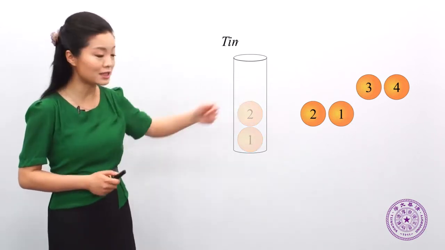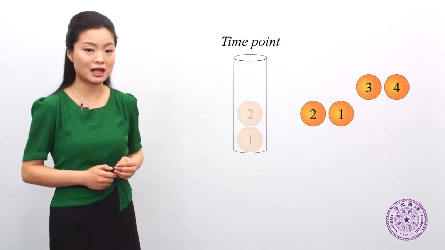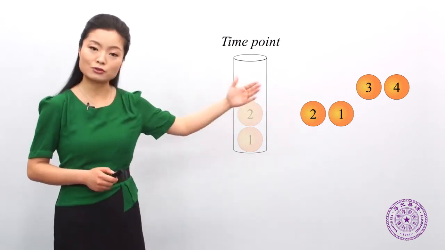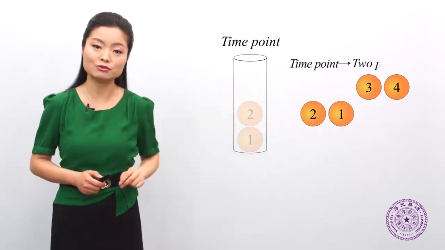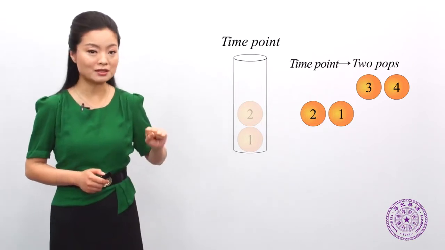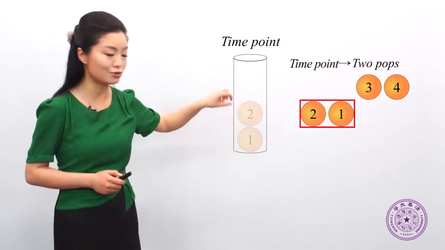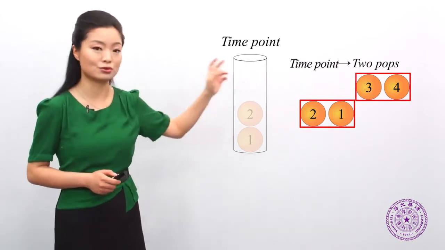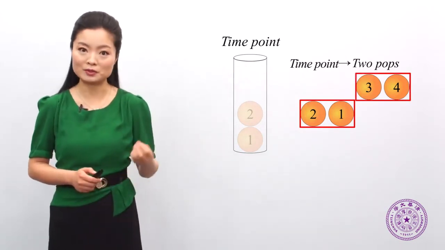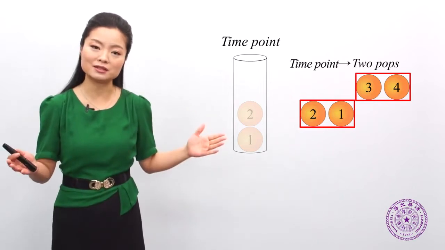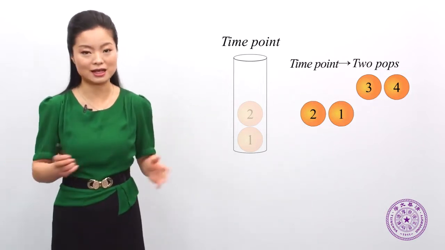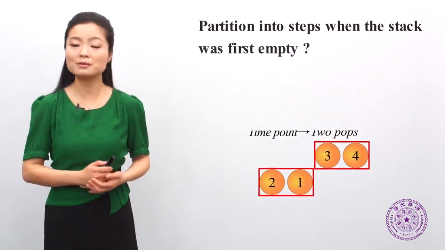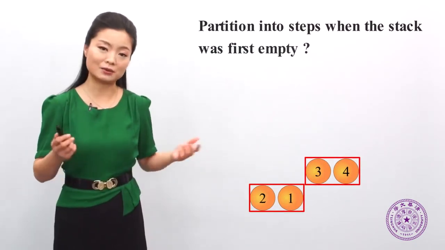So, if we take this to be the time of division, then we find that in fact, we have now converted the stack pop problem into 2 stack pop problems. Part of this problem is that 1 and 2 enter and then exit. So, only 3 and 4 remain to enter and exit. And now we have divided the original stack pop problem into 2 stack pop problems. How should we analyze this smaller problem?